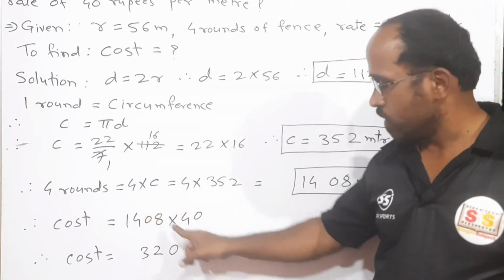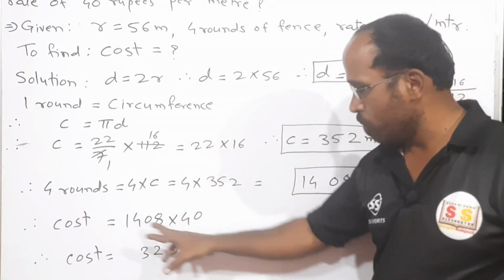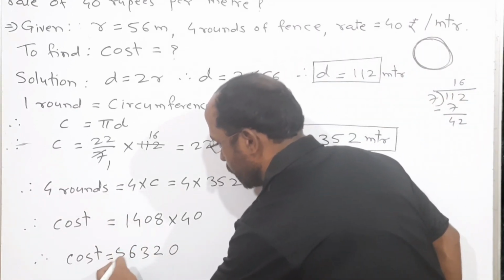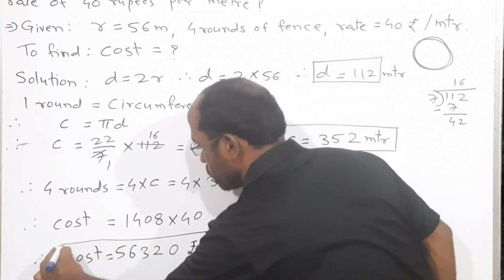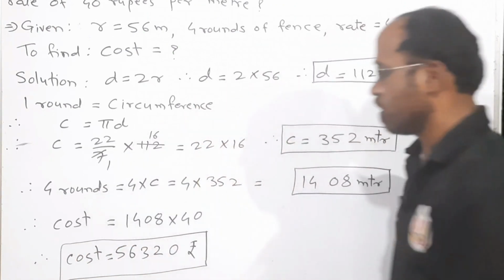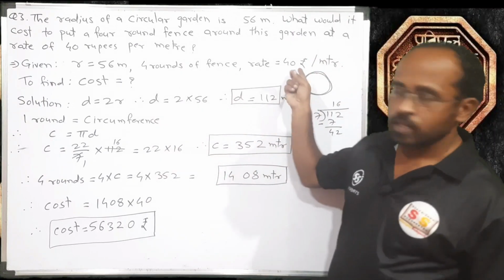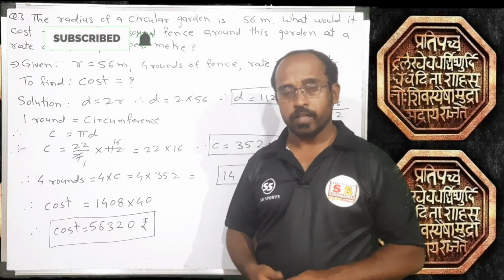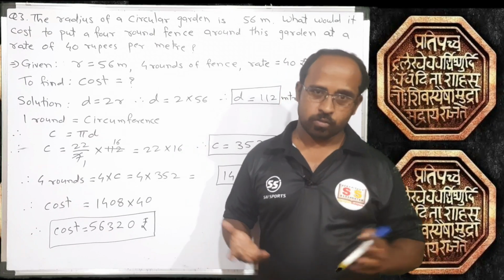3 will be carried. 4 zeros are 0. This 3 will be as it is. 0 plus 3, 3. 4 4s are 16. 1 is the carry. 4 1s are 4, plus 1, 5. So to put a fence around this garden at the rate of 40 rupees, 56,320 rupees is required. See, handling Gram Panchayat is not so easy a task.